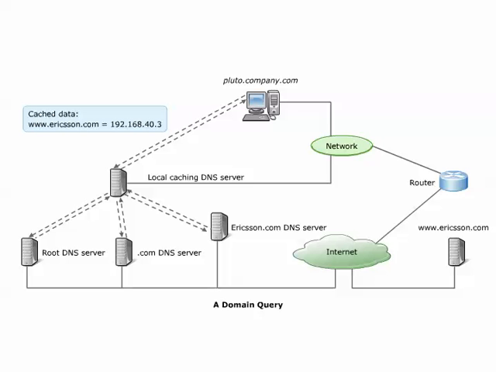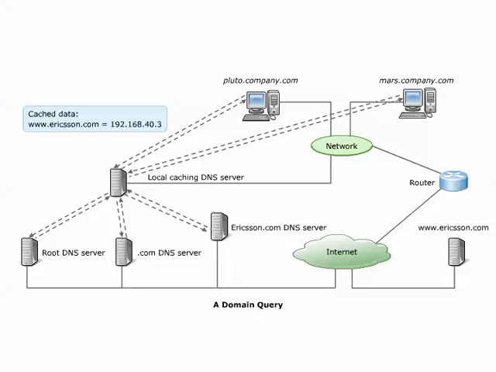The next time any host on the local network contacts www.ericsson.com, the reply is retrieved from the local caching DNS server. After a time specified by the Ericsson.com DNS server, the www.ericsson.com address is not trusted anymore and is deleted from the cache. A local caching DNS server also measures the time it takes to get replies from various DNS servers and uses the fastest available way to query.